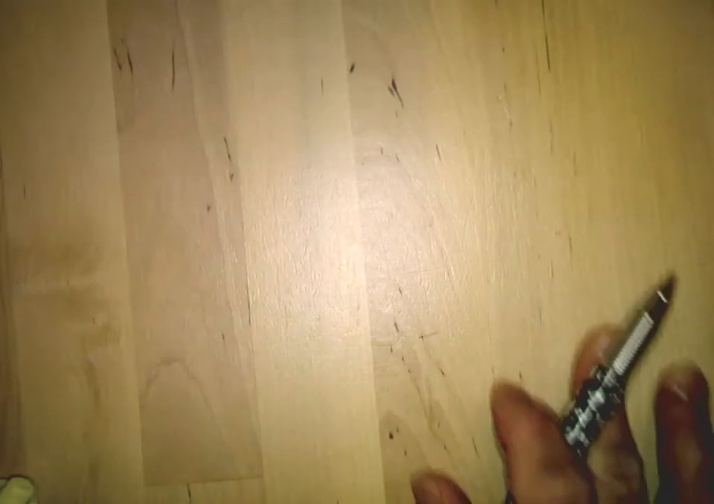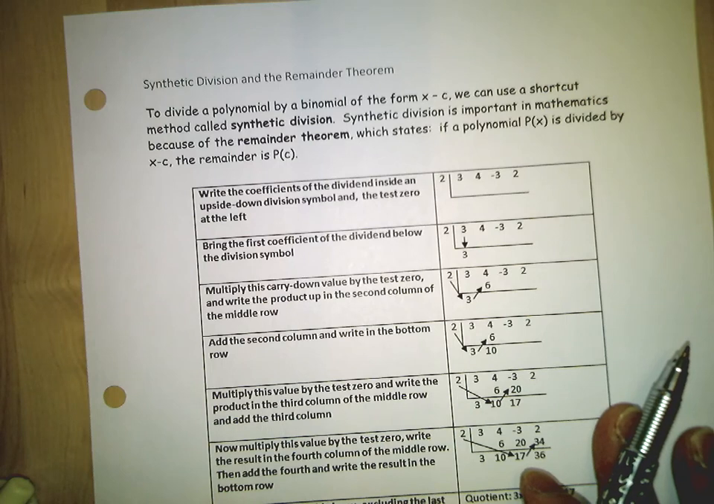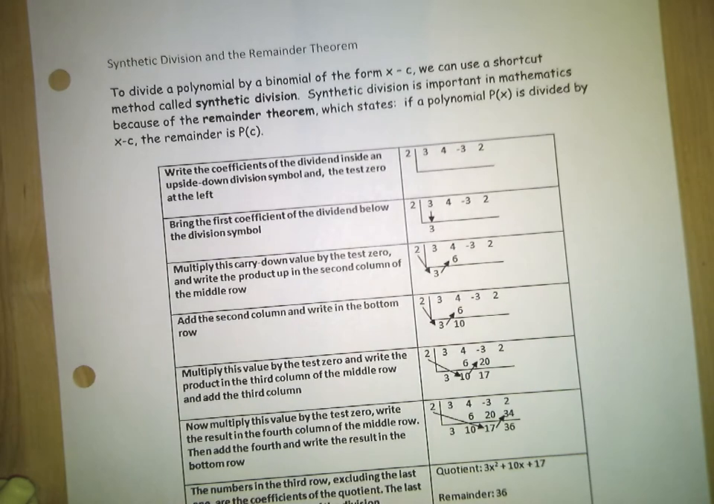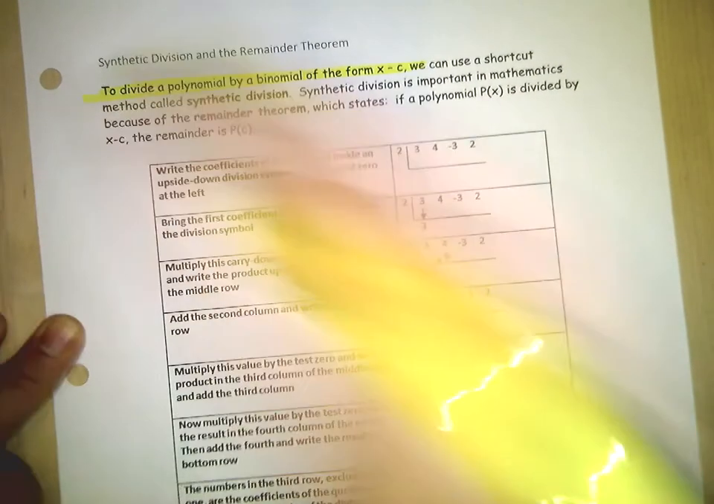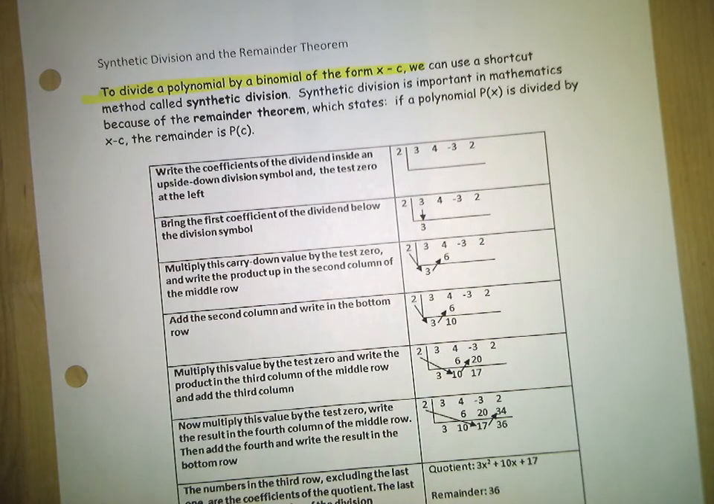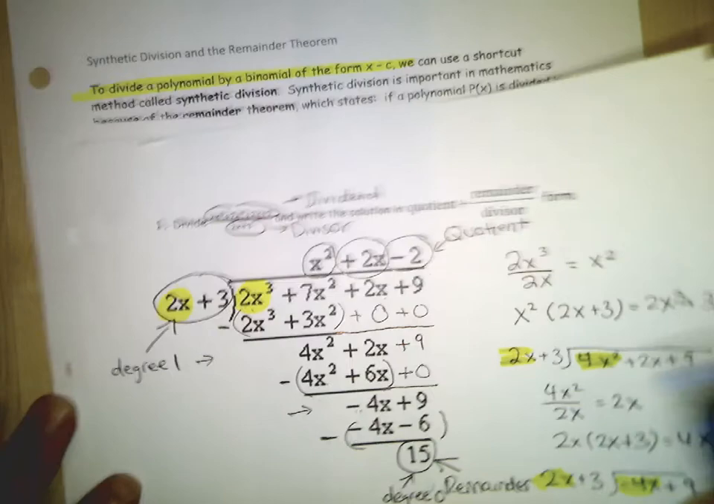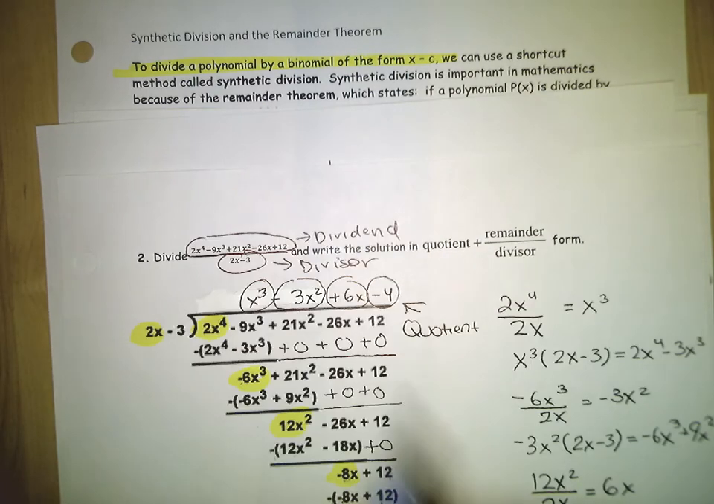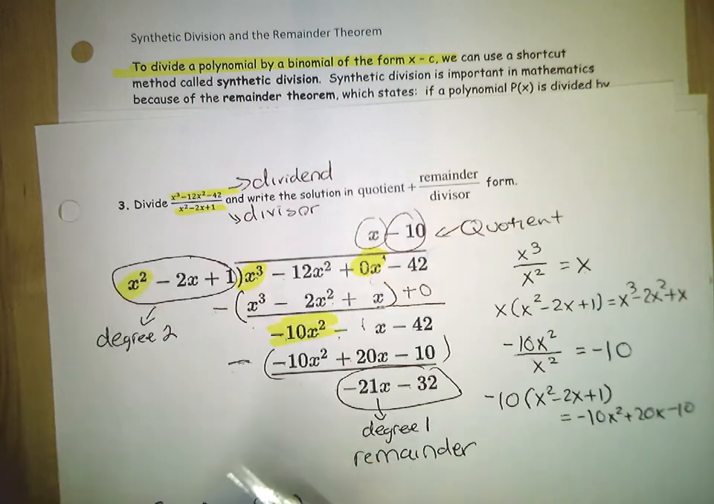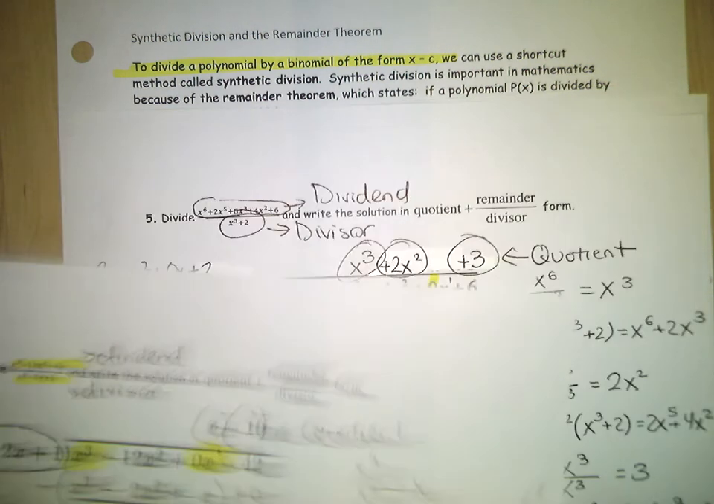All right, so now let's look at an example of synthetic division and the remainder theorem. You can see the synthetic division here. The one thing I want you to remember about synthetic division is that it is only used to divide a polynomial by a binomial of the form x minus c. If you look at all of the other examples we've had so far, in example 1 it was not x minus c, it was 2x. Example 2 was not x minus c, it was 2x. This one was not x minus c, there was an x squared.